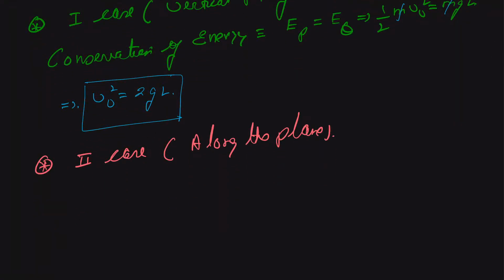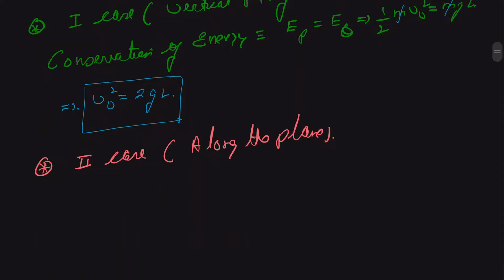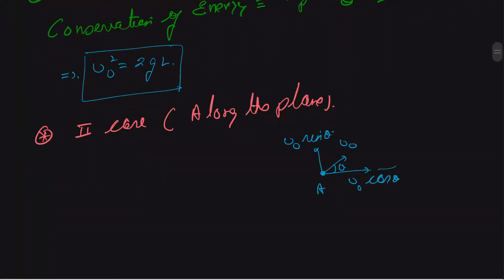And so we have a point A. So this is point A. The velocity is our v naught, and the angle is our theta. So we get this as v naught cos of theta, and we get this as v naught sine of theta. And this is our point B, and this point B is at height h, and this h will be equal to our L sine of theta.